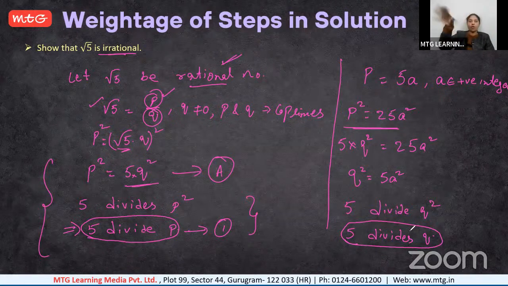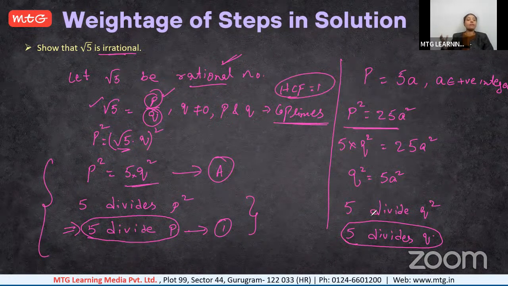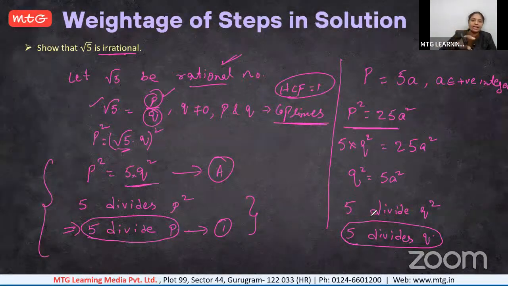By moving around all this scenario, I came to these two conclusions. But initially, what is my rule for rational numbers? p and q are co-primes. That is, they have no common factor other than 1. Co-prime says HCF should always be 1. But here, 5 is their common factor. How could it be possible? What I started with is contradicting with what I have now.